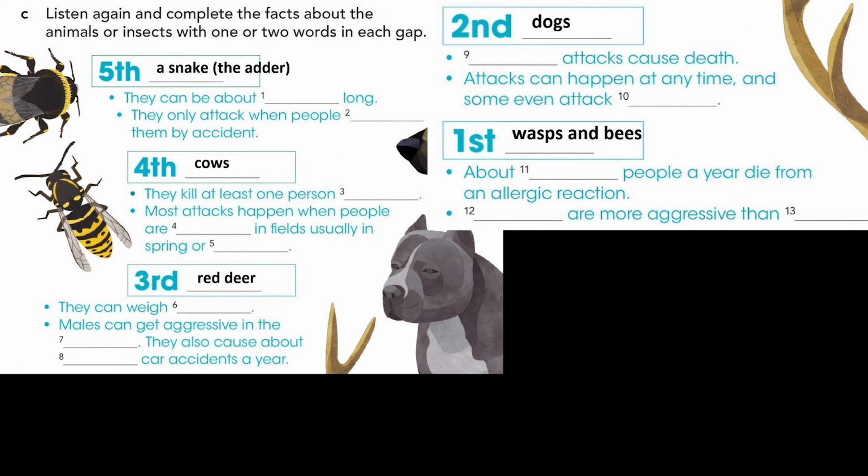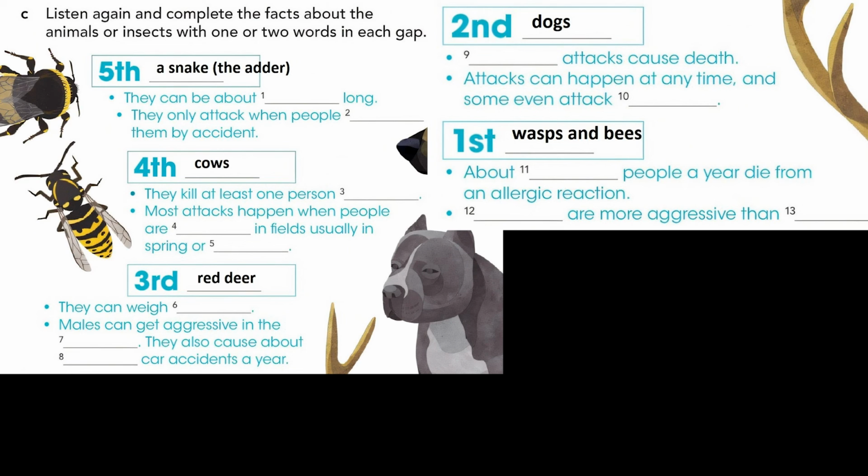And 3rd? In 3rd place are red deer. These are large animals. They can weigh 100 kilograms. You need to be especially careful in the autumn, when the male deer can get very aggressive. They also cause frequent accidents on the road by running out in front of cars. There are about 50,000 car accidents a year which involve deer.